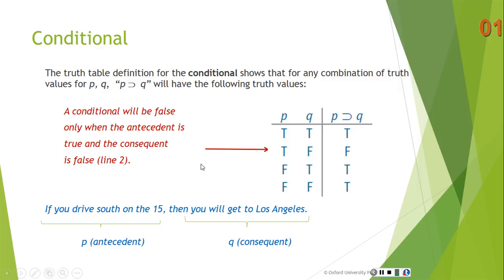So this one is a little odd because a conditional is only false when the antecedent is true and the consequent is false, only on line 2. That's the only time it's false. Here's an example. If you drive south on the 15, you will get to Los Angeles. Remember, P is the antecedent, Q is the consequent. The antecedent is what immediately follows the if, and the consequent is that which immediately follows the then. And I'll show you the counterintuitive implications of the if-then on the next slide.